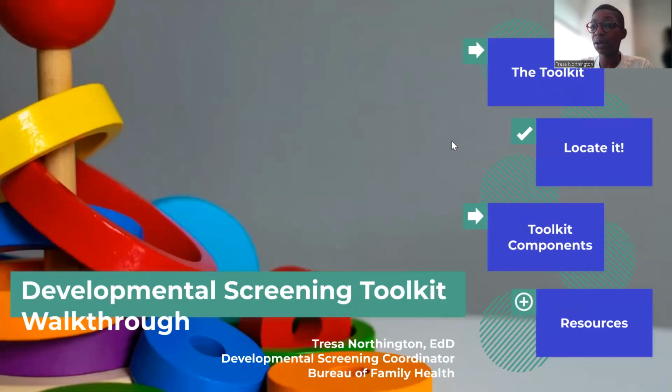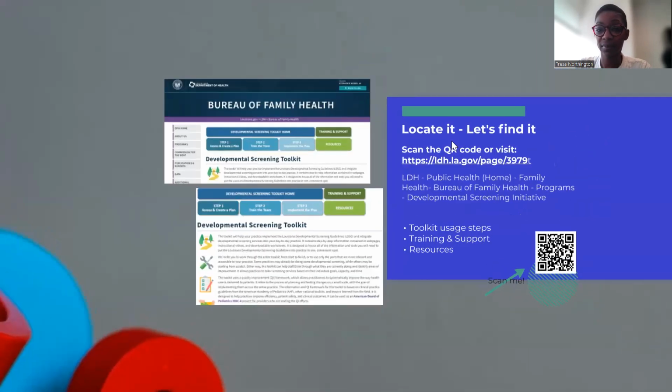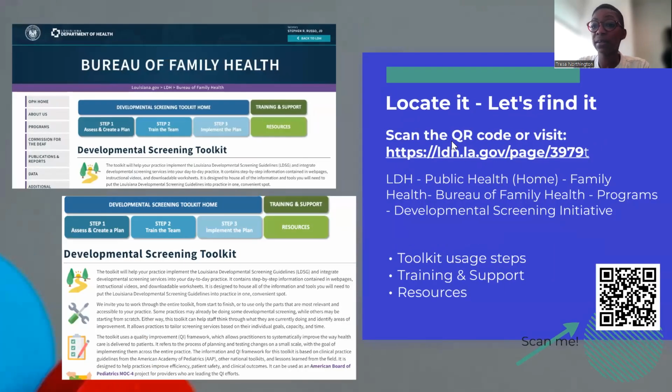Now that we've talked a little bit about what the toolkit is, let's take a look at where we can find it. To locate the toolkit, you can scan the QR code down there where it says Scan Me, or you can always visit the website via the link on the screen.